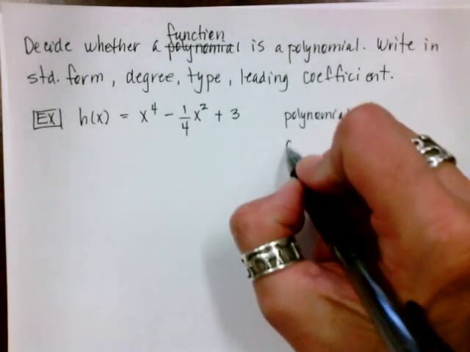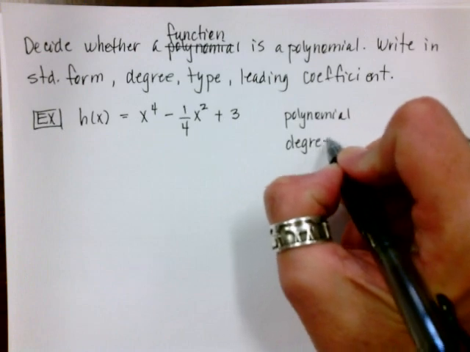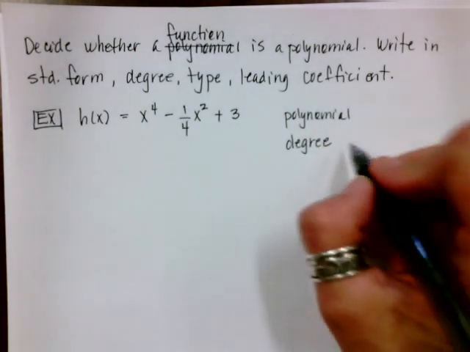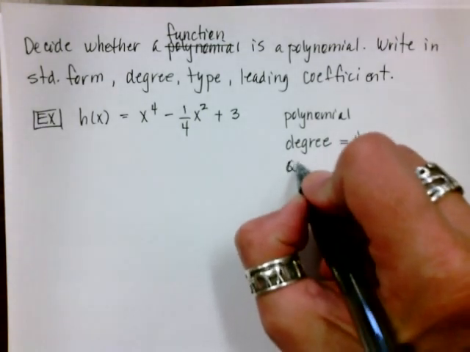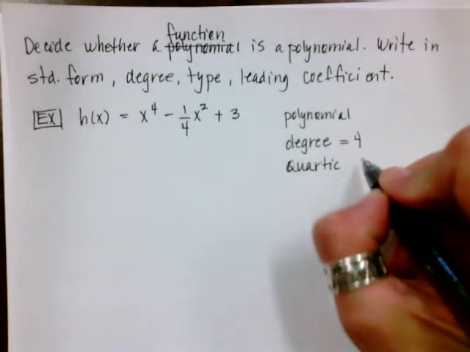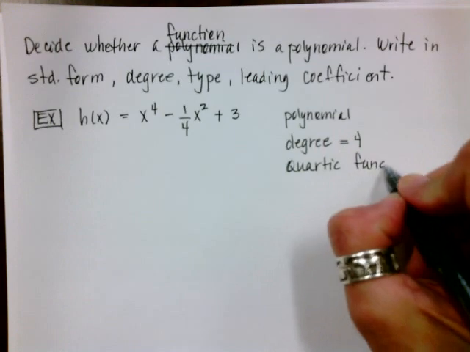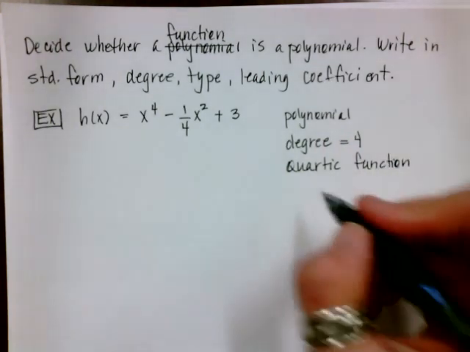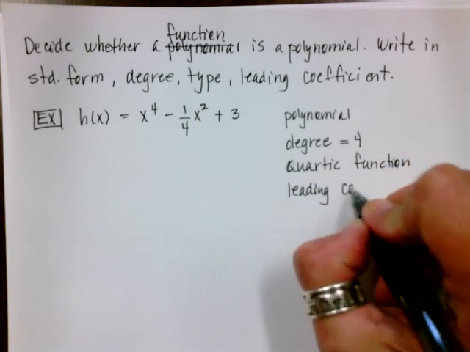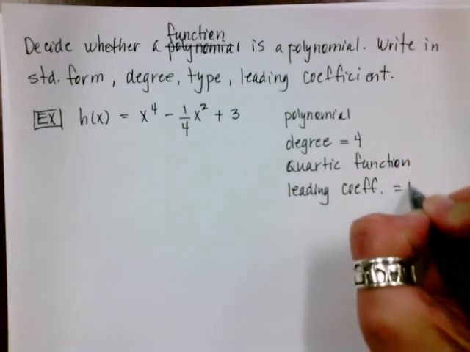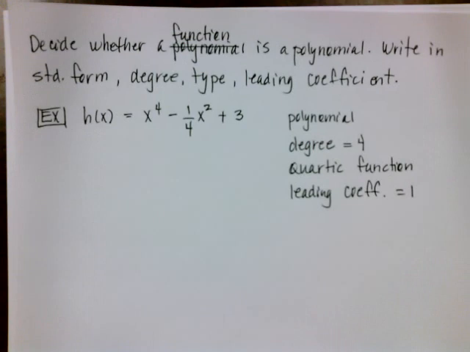Okay, the degree is determined by the highest degree term, so my degree is going to be 4. So it is a quartic, which is the type. And then the leading coefficient, my leading coefficient is going to be 1. All right, so that is our first example.